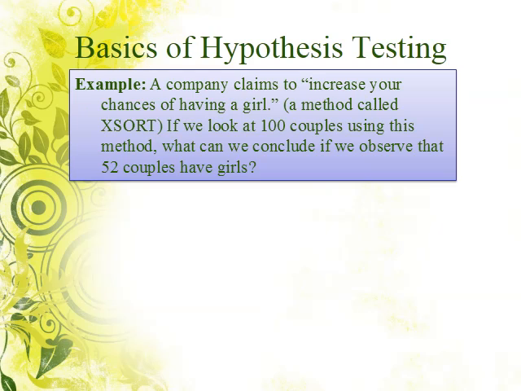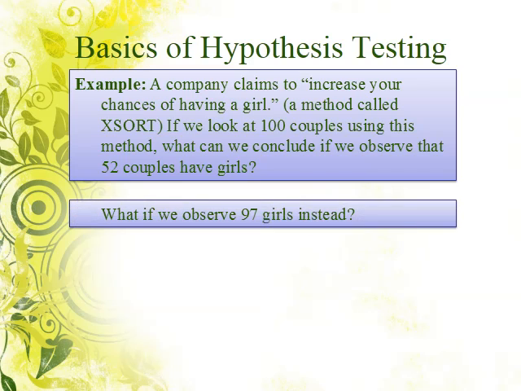So for example, a company claims to increase your chances of having a girl, a method they call XSort. If we look at 100 couples in a sample using this method, what can we conclude if we observe that 52 couples have girls? Well, just intuitively, and we'll come up with more exact methods for testing this, if 52 out of 100 couples have girls after using this XSort method, we would not jump to the conclusion that this XSort method actually works. Because if we didn't use this XSort method, we would expect about 52 couples to have girls out of 100.